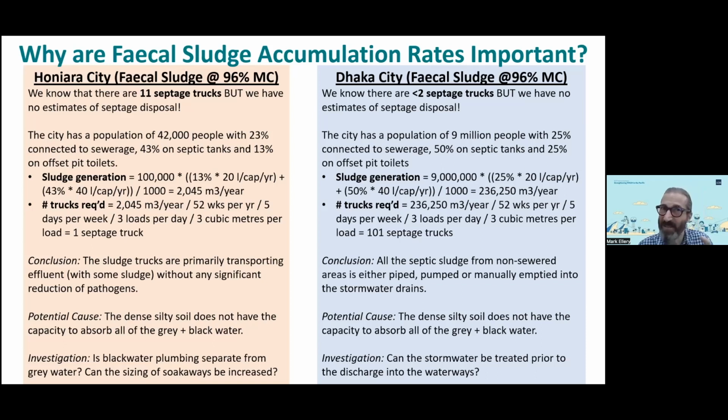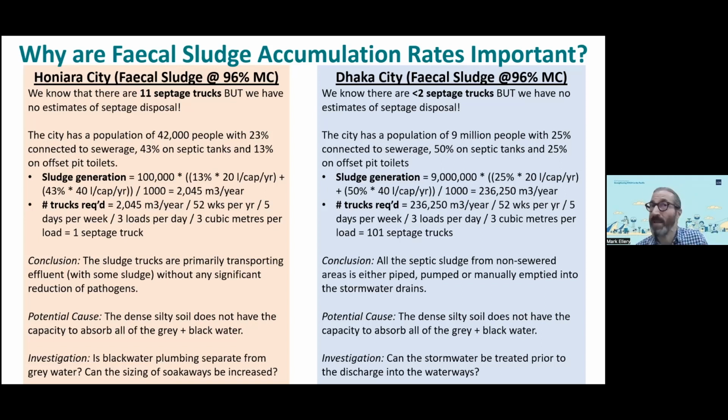The extra 10 trucks leads us to presume that a lot of these tanks are getting emptied while filling up with water rather than sludge, and so these trucks are being engaged to transport water rather than sludge. The inverse is true for a city like Dhaka, where if you crunch the numbers similarly, you see that Dhaka city would need over 100 trucks just to transport the amount of fecal waste that should be generated from on-site systems. But we know that Dhaka city has less than 2 trucks.